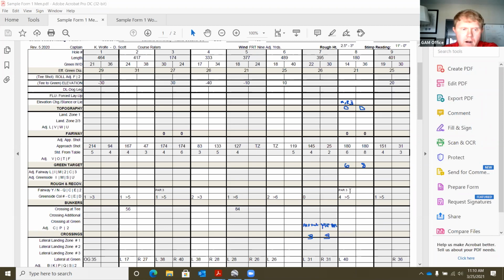So for our R&R, we've got our starting value of 6 and 8. Again, we're going to look at our rough height. We know is column 2 to 3. So 6 for a scratch gets us to a 5, and then an 8 for the bogey gets us to a 7.